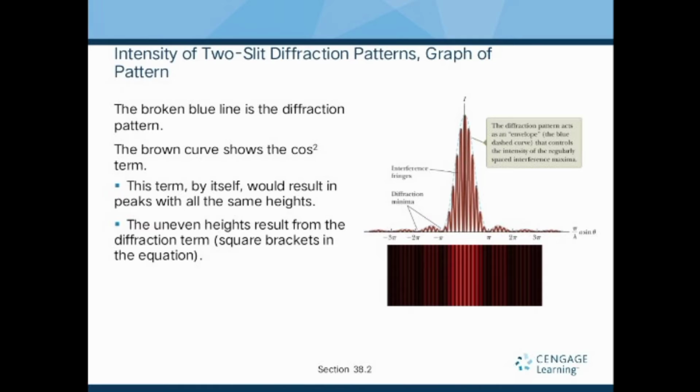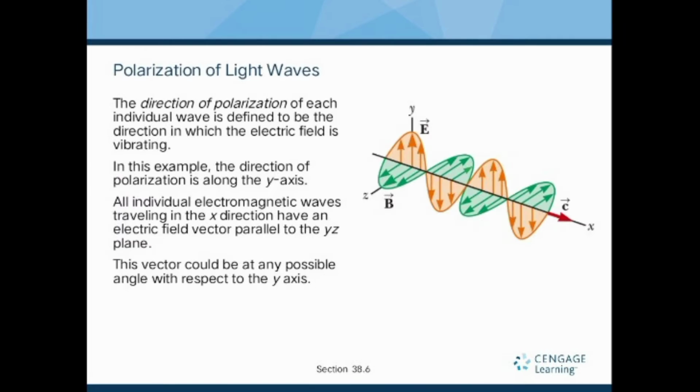The brown curve shows the cosine squared term. This term by itself would result in peaks with all the same heights. The uneven heights result from the diffraction term, the square brackets in the equation. Polarization of light waves. The direction of polarization of each individual wave is defined to be the direction in which the electric field is vibrating. In this example, the direction of polarization is along the y-axis. All individual electromagnetic waves traveling in the x direction have an electric field vector parallel to the yz plane. This vector could be at any possible angle with respect to the y-axis.